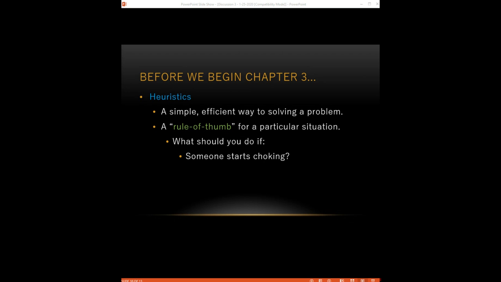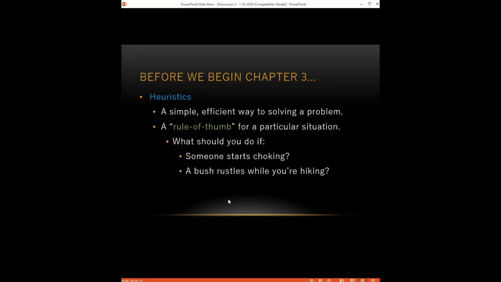When we talk about neurons and the nervous system, we're going to see that the way we string neurons together, the way your nervous system is set up, is actually to create these kinds of rules of thumb, these heuristics, these things you just do automatically.